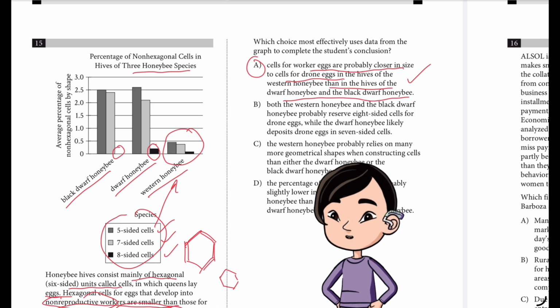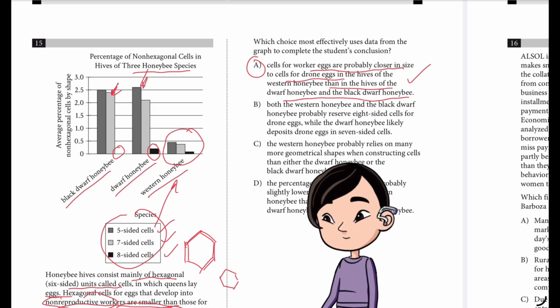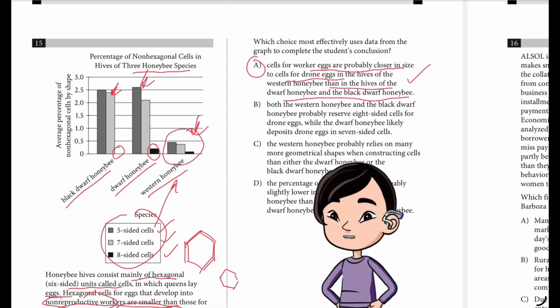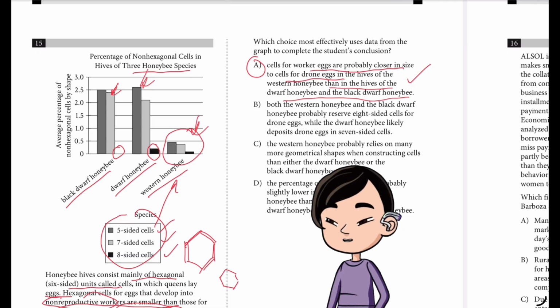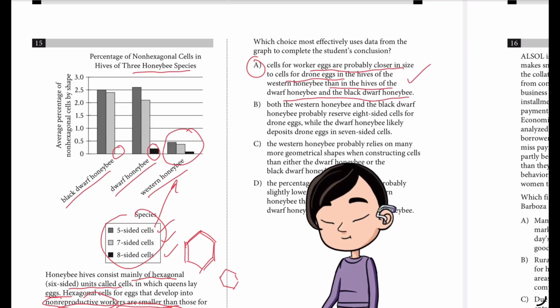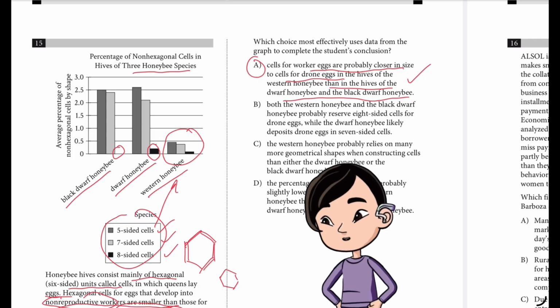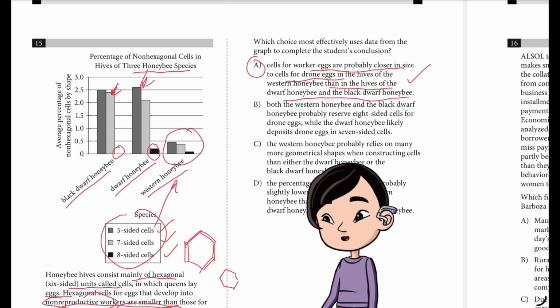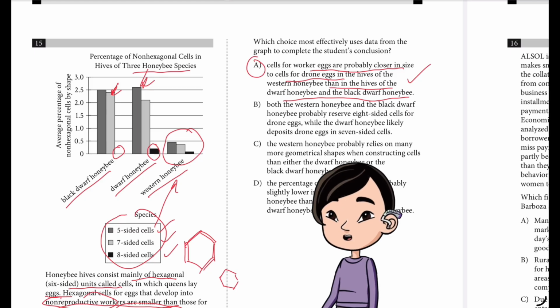Choice C is incorrect. The text explains that honeybees rely mainly on one geometric shape, the hexagon, when constructing their hives, and the graph shows that the western honeybee relies on the same non-hexagonal shapes as the dwarf honeybee does, 5-sided, 7-sided, and 8-sided cells. In other words, the western honeybee and dwarf honeybee rely on the same number of geometric shapes.